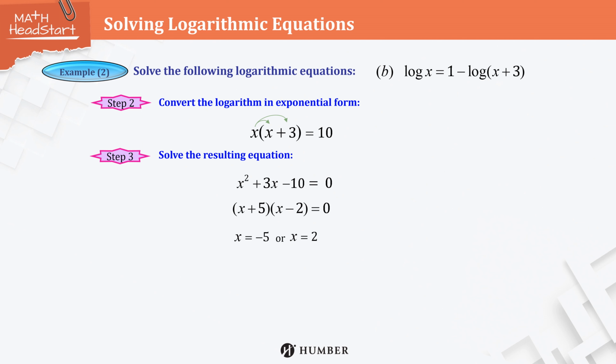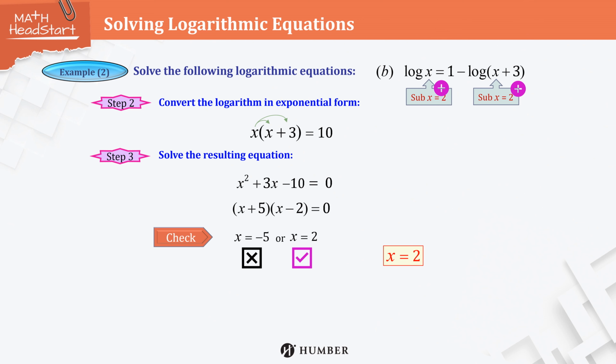Let's check the solutions using the original equation. Substitute -5 into each x. As you can see, the arguments of the logarithms are negative, so this is not a solution. We can substitute the other solution, x equals 2, this time. Here, we can see that both arguments are positive. Therefore, the solution is only x equals 2.